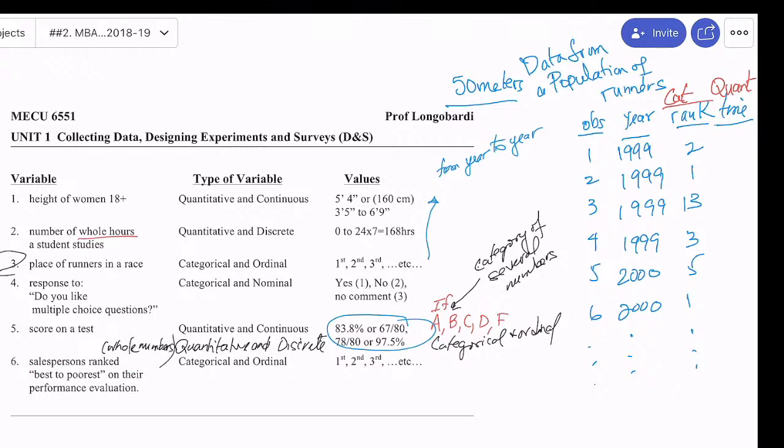Now, why am I doing all this is the most important thing I want to gather from this. Why am I doing all this? I am distinguishing between the types of variables because the type of variable determines the type of statistics you can calculate. Once we're done with Unit 1, we're going to move to Unit 2 where we actually calculate statistics, and we are going to focus on quantitative variables.